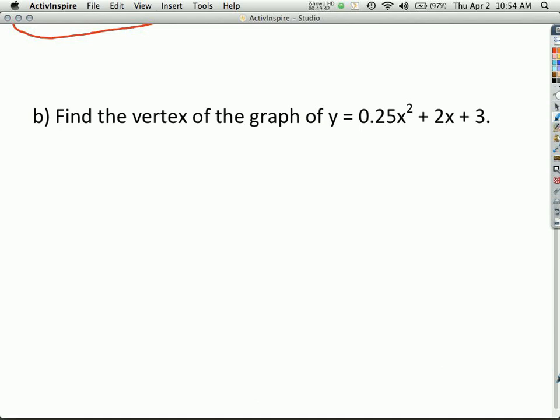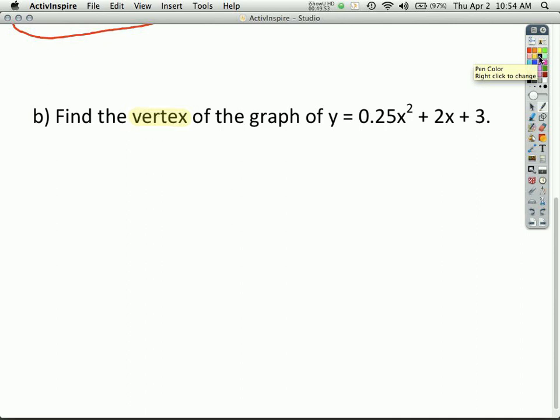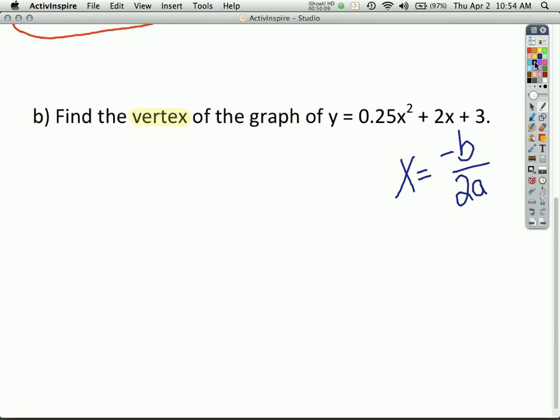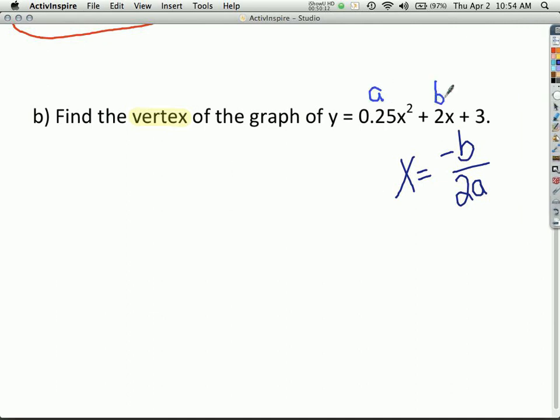Find the vertex. It doesn't say the axis of symmetry, it says find the vertex. So here's what we're going to do. We're going to do the exact same thing we just did. We are going to use the formula x equals the opposite of b over 2a. We're going to find the axis of symmetry, and from that, we're going to find the vertex. This is a, this is b, this is c. X equals the opposite of b over 2a.